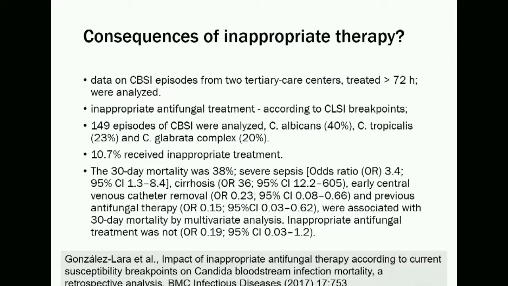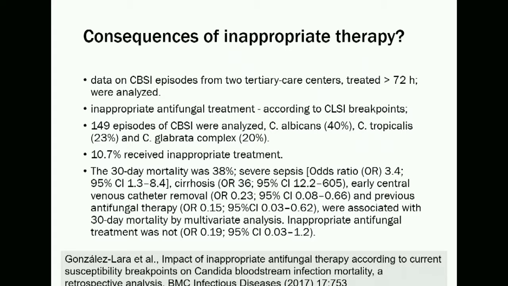these patients. So what are the consequences of inappropriate therapy when we are talking about invasive fungal infections? We know that you should start the treatment as soon as possible. This is one of the studies which looked at the bloodstream infections caused by Candida, and they looked at the treatment. There were almost 150 episodes of bloodstream infections. What they found is that 10% received an inappropriate treatment because the Candida was either intrinsically resistant or had acquired resistance.